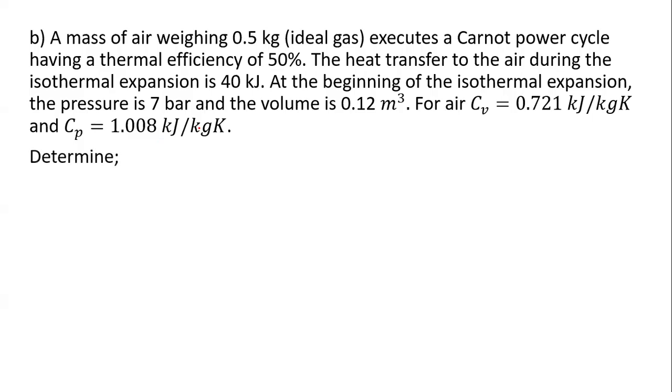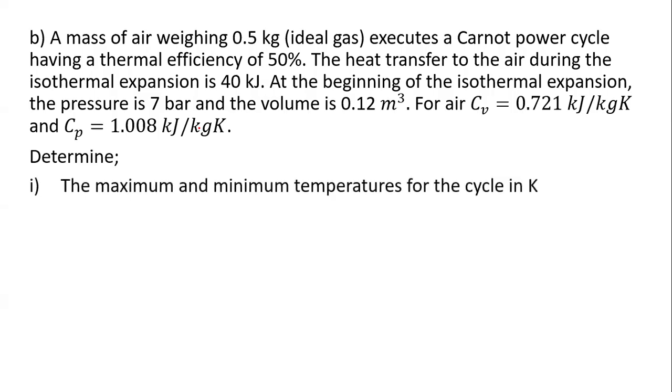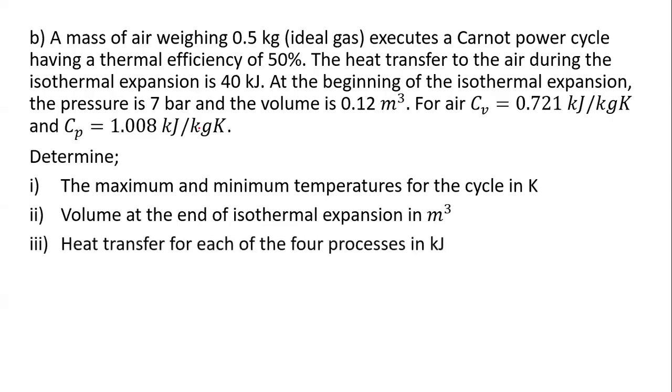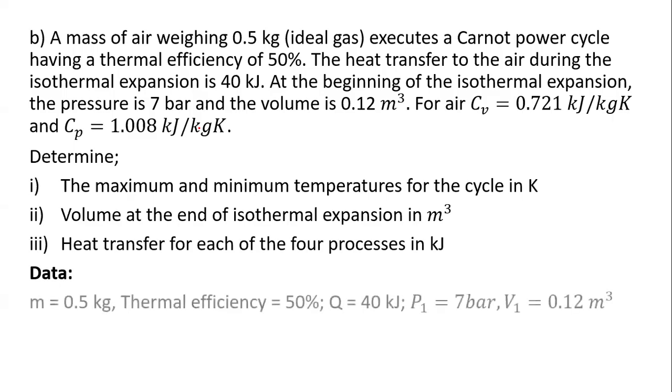Let's go to the data. So what we're being required to find, we need the maximum and minimum temperatures for the cycle. And it has to be in Kelvin. Second one, the volume at the end of the isothermal expansion in cubic meters. Heat transfer for each of the 4 processes in kilojoules. That's the third one.